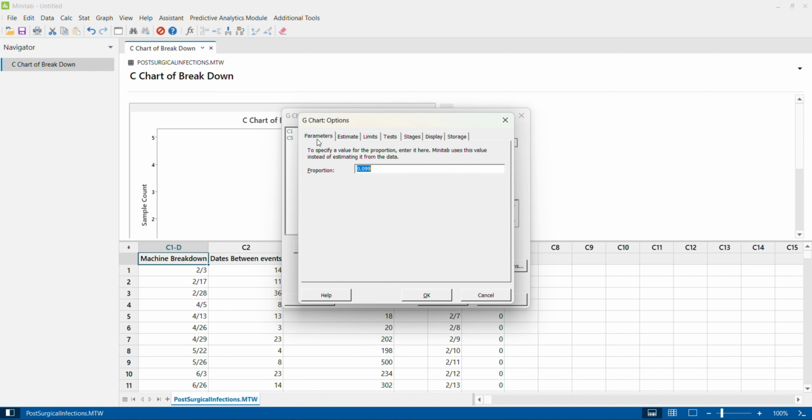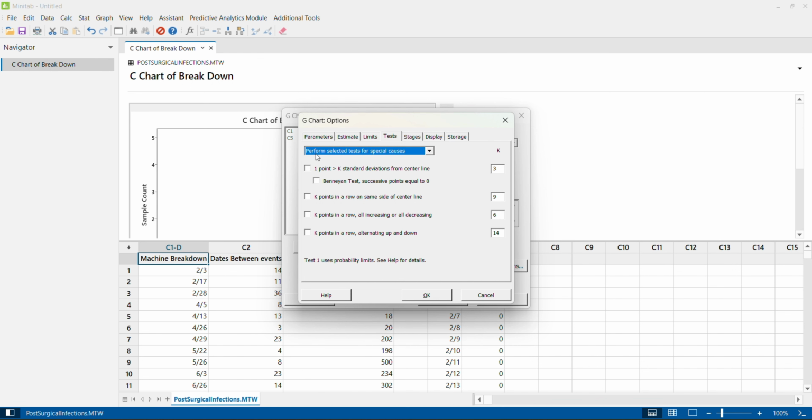In G chart options, the first thing that we can do is enter the historical probability of a machine breaking down, if at all you have this number. From my historical probability, I know the chances of my machine failing is 9.9%. So when I put it in a proportion, it will be 0.099. If you know this information, you can enter it. If you don't know this information, you can leave this blank.